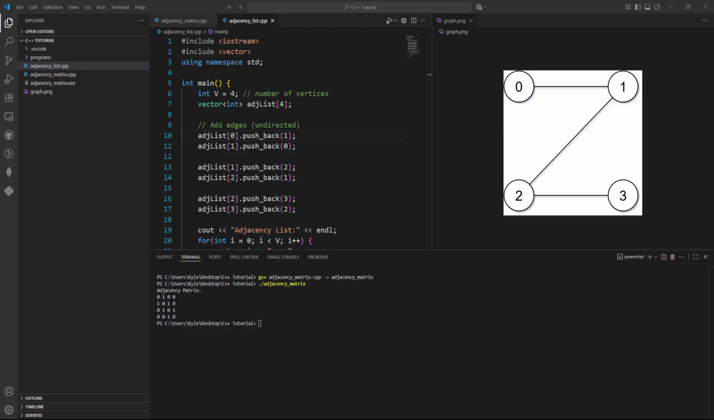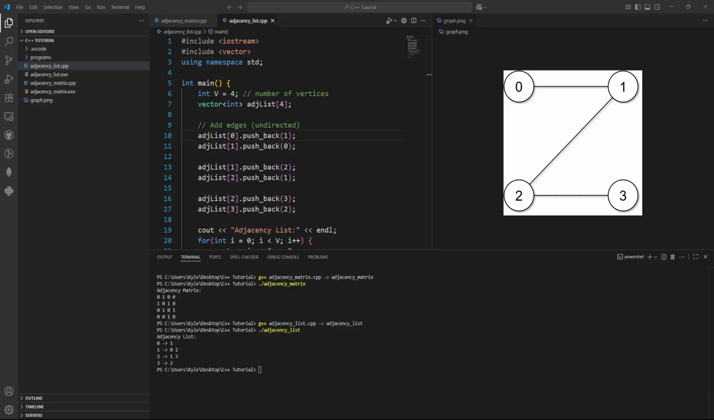So let us compile this example now. And let us run it here. As we can see, 0 only has an edge to 1. 1 has an edge to 0 and 2. 2 has an edge connecting it to 1 and 3, and then 3 only connects to 2.